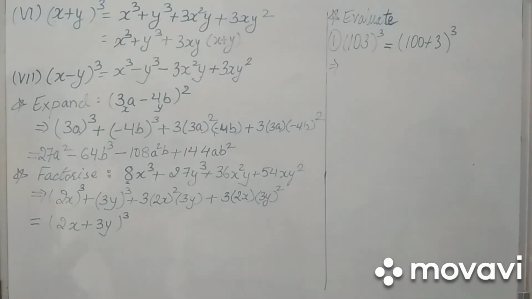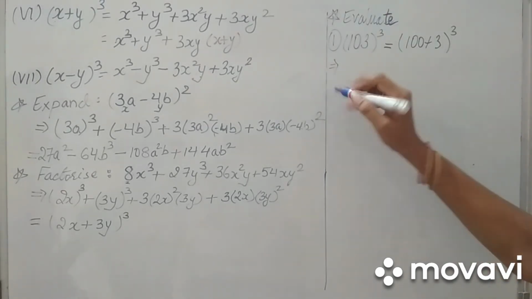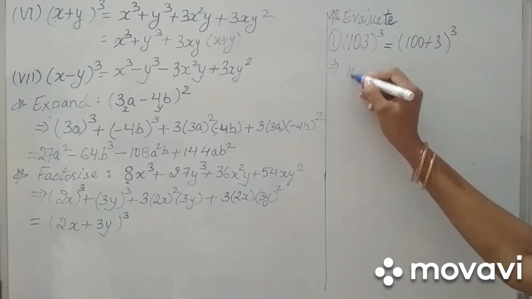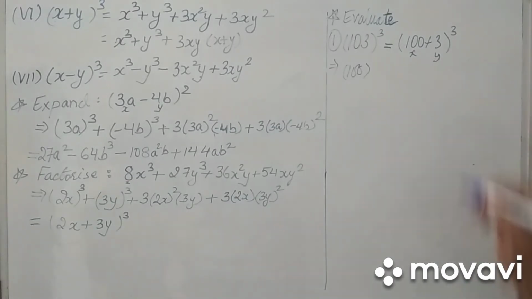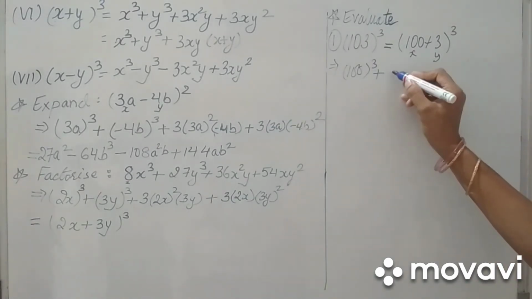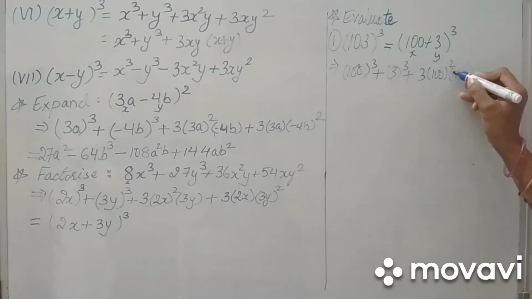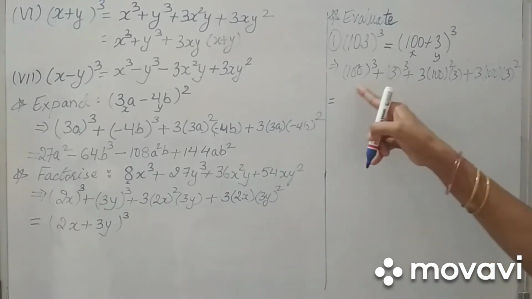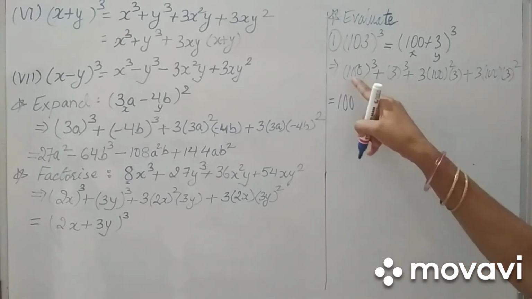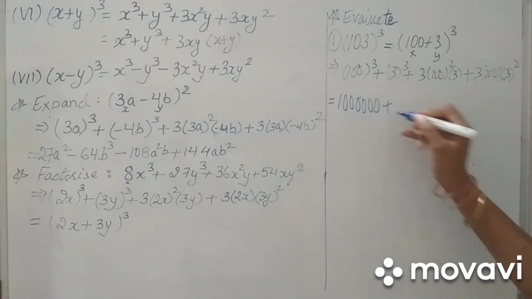Okay. So now you can apply the formula, 6th identity, and solve it. X plus y whole cube. So this will become 100 as my x and 3 will become my y. So 100 cube plus 3 cube plus 3 into 100 square into 3 plus 3 into 100 into 3 square. Correct? Is equal to 100 cube. What I told you last time? How many zeros are there? That many, 3 times you have to make it. So 6 zeros I put it here.